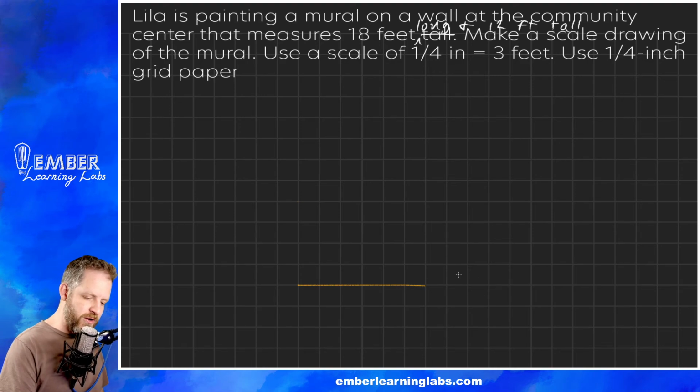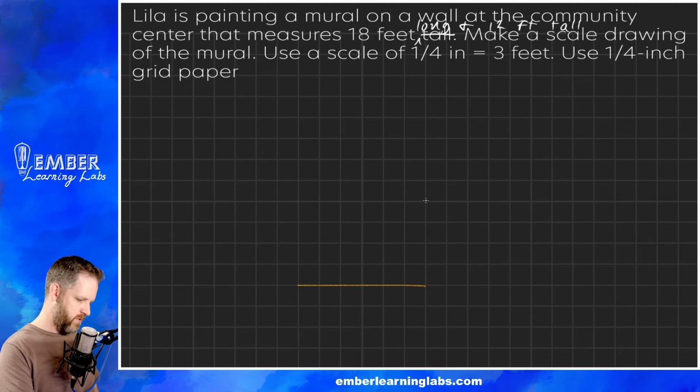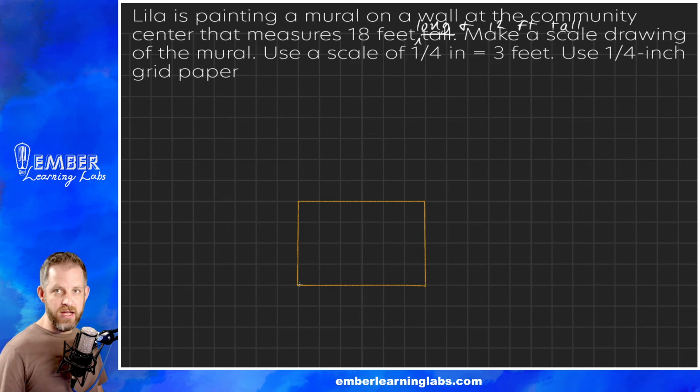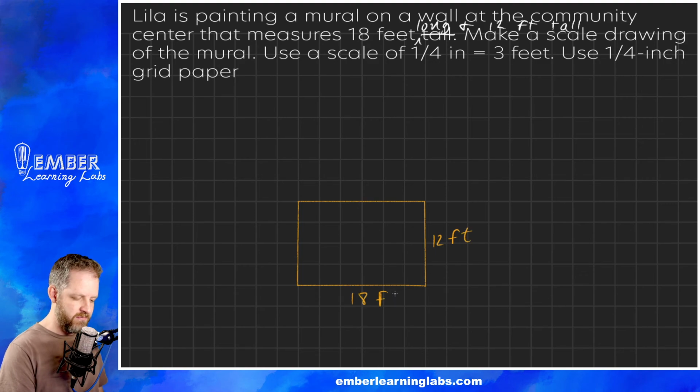Yeah, so we're going to do this one 4 squares tall as well. So there is the picture. We're going to label it. This is 12 feet, and this represents 18 feet. So there's our scale drawing. So there's scale drawings and models.